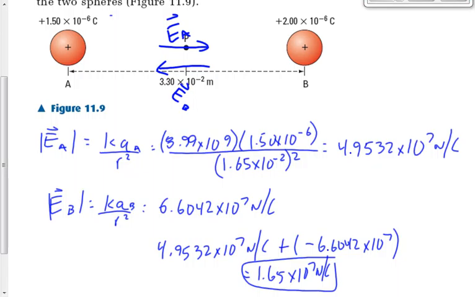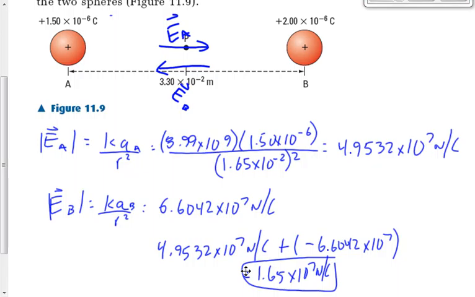Is there a point here where the electric field strength would be 0? Could you put point P somewhere where there was no electric field strength in between? It wouldn't be midway, because we already put it midway, right? And we find the field strength isn't 0 there. But is there a point where the field strength would be 0?